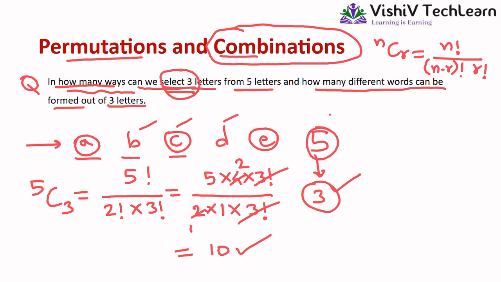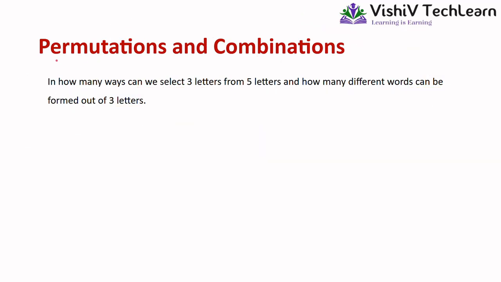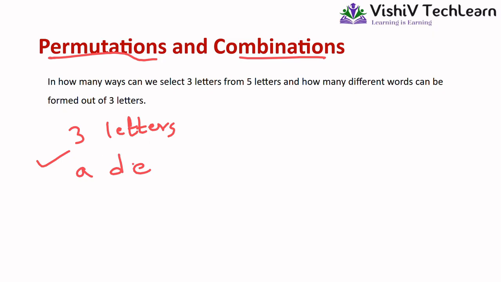Got it? So this is the first part, combination. So in combination it is all about selection. Combination is all about selection. Okay. Now let's talk about permutations. In case of permutations, earlier we selected 3 letters out of 5 when we were discussing combination. So let's assume that these 3 letters are A, D, E. These are the 3 letters that we have selected.